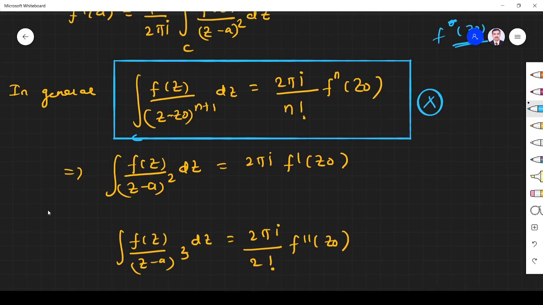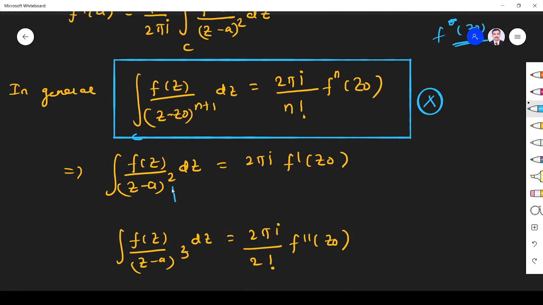Similarly, if we have a problem with the denominator having power 2, it is like n plus 1 equal to 2, so n is equal to 1. So what is the answer? 2 pi i divided by 1 factorial, so 2 pi i times f dash of z naught. Similarly, if the denominator has z minus z naught to the power 3, what will happen? It is 2 pi i, and here put z naught; if it is a, everything should be a. So 2 pi i divided by 2 factorial, since n plus 1 is 3 and n is equal to 2, times f double dash of z naught.